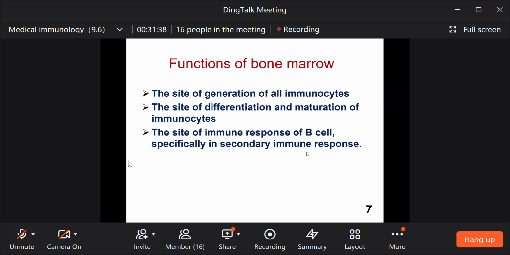So we can know more about the function of the bone marrow. The bone marrow is the site of generation of immune cells, and the bone marrow is also the site of differentiation and maturation of immune cells. And third, the bone marrow is also the site of immune response of B cells, especially the secondary immune response.